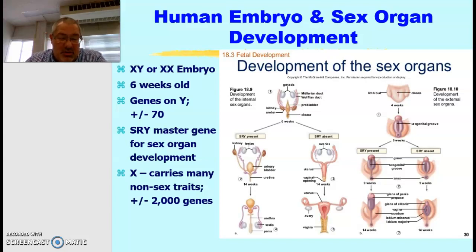The X chromosome, while containing genes for development of those sex organs characteristic of a female, also contains many characteristics that are non-sexual in nature, such as baldness, color blindness, hemophilia, and there are others that I cannot remember, to be honest. So the X chromosome contains around 2,000 or so different genes, and most of those are not involved in expression of the female sex organs.